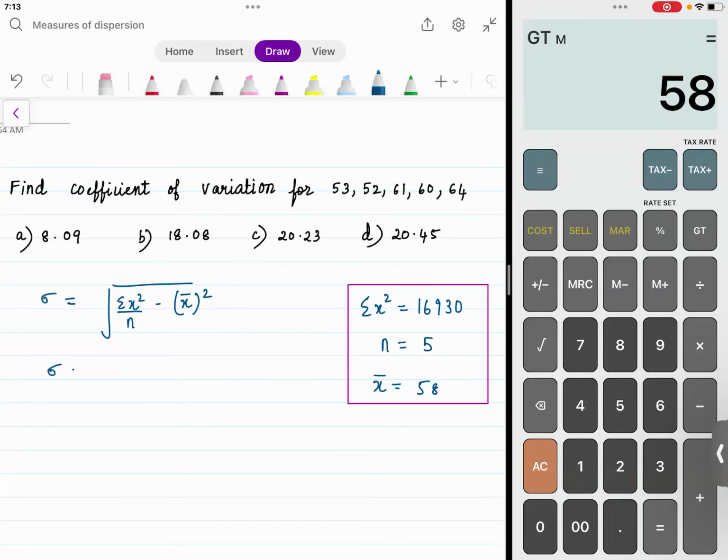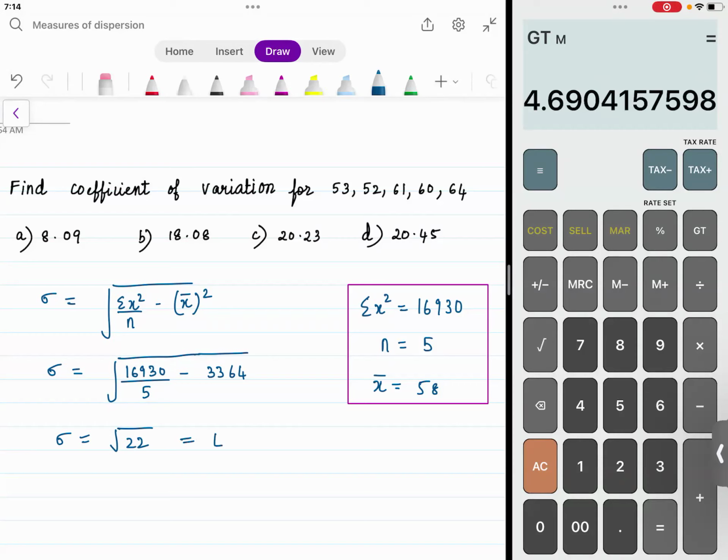So let us substitute these values in sigma. Sigma is equal to root of summation x square, which is 16,930, divided by 5, minus 58 the whole square. 58 into equal to, I'm getting 3,364. So first I will do the division, then subtraction, and then I will take the root. So 16,930 divided by 5, I'm getting 3386, minus 3364. So I'm getting 22. So sigma is nothing but root of 22. If I press the root sign, I'm getting 4.69. So this is nothing but the standard deviation.